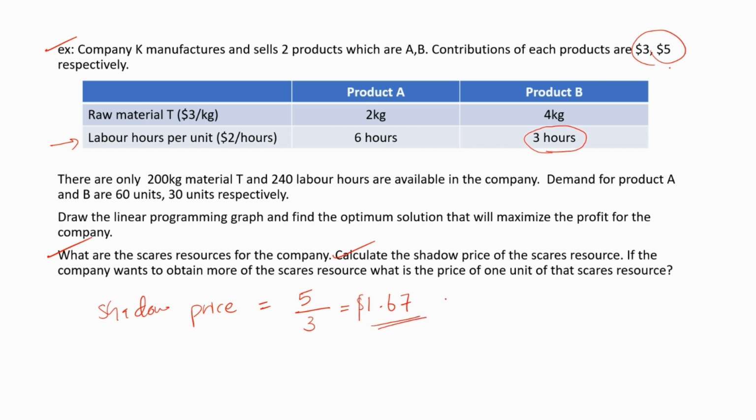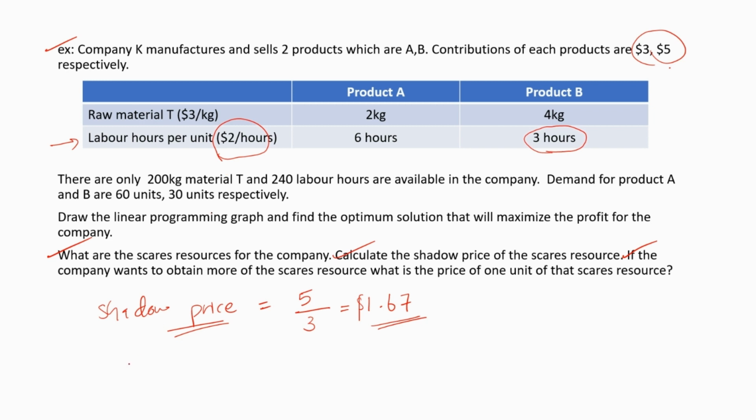This is the extra contribution that the company can earn if they can obtain one more unit of the scarce resource. Simply, this means if they can obtain 1 hour of labor, they can earn an extra contribution of 1.67. If the company wants to obtain more of the scarce resource, what is the price of 1 unit of that scarce resource? So always remember, shadow price is the premium. This means this is the extra amount that the business is willing to pay. Usually the company can buy labor hour for $2 per hour.